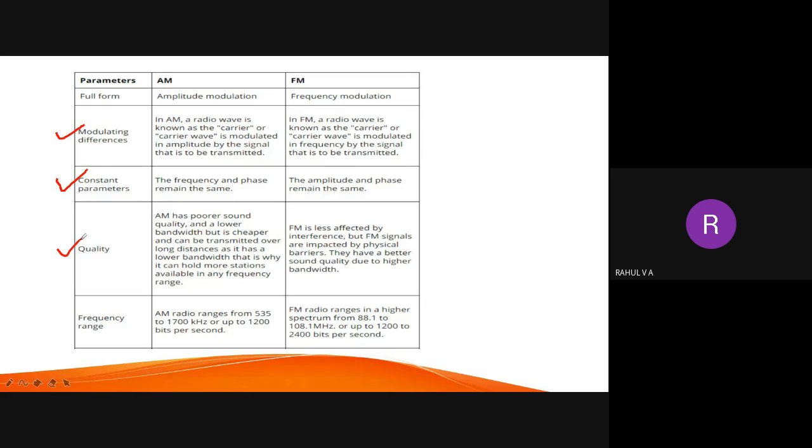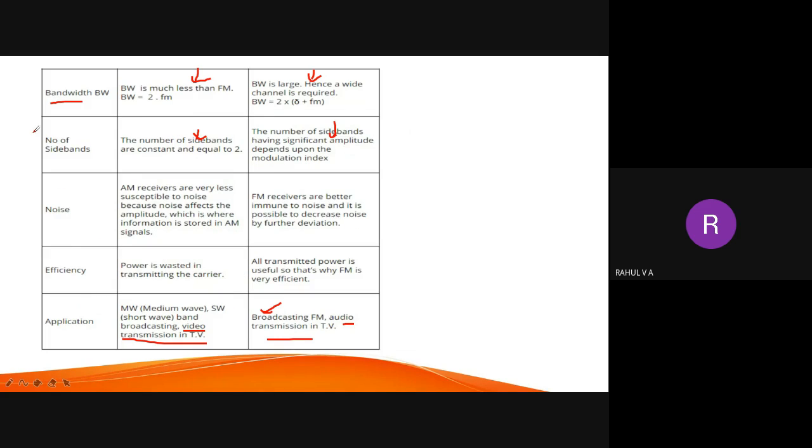Then quality you can write. Then frequency range also you can write. The number of sidebands you can write. Bandwidth you can write. Noise also you can write. Efficiency also you can. You can select some 6 points from this. Okay, so what are the 6 points? First, you have to write the definition. What is FM? What is AM?